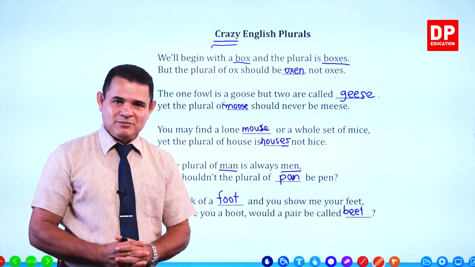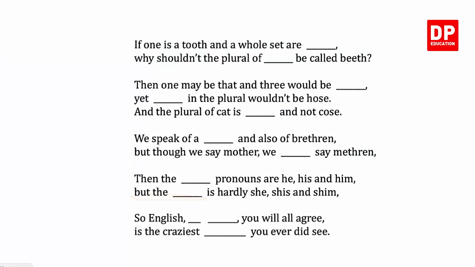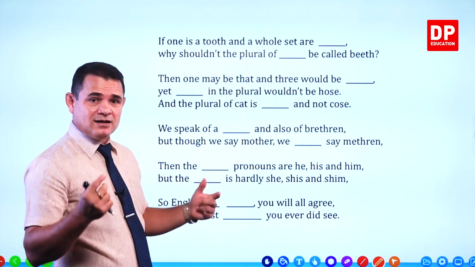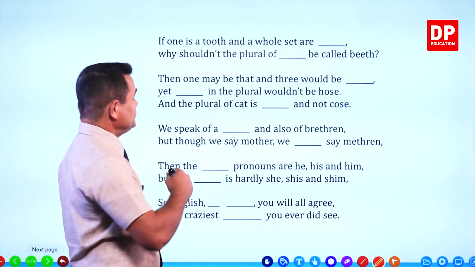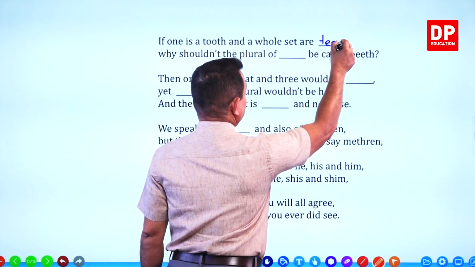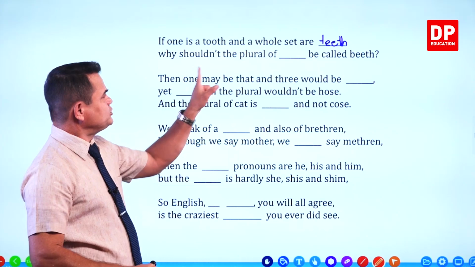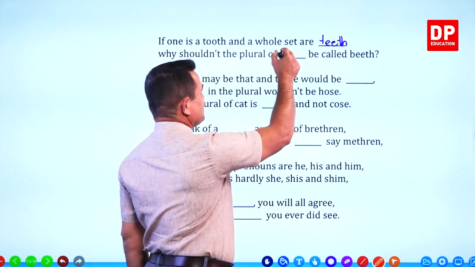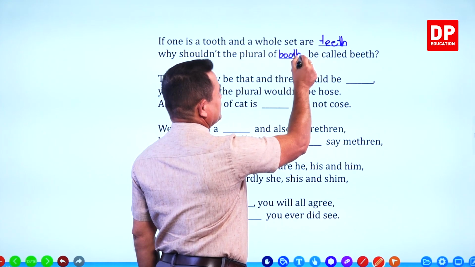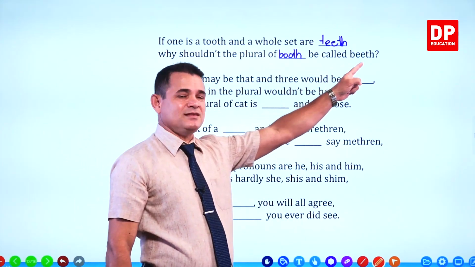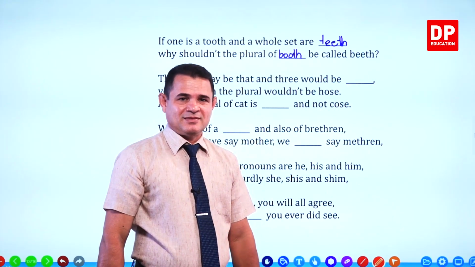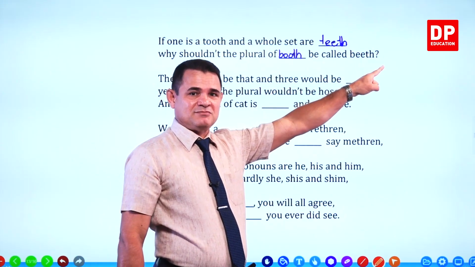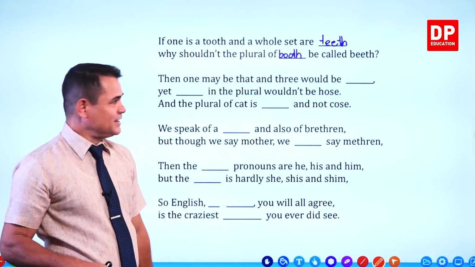So really funny plurals. And in the same way, if one is a tooth, and the whole set of teeth, the plural is tooth, teeth. Then why shouldn't the plural of booth be called beeth? But beeth is wrong. The plural of booth is booths. But this is wrong. That's why it's a question mark. So that's why it is funny.